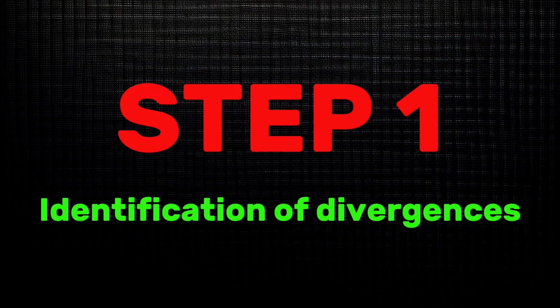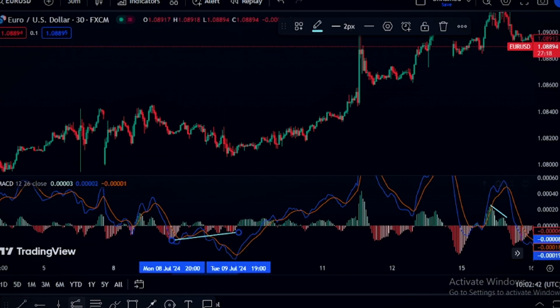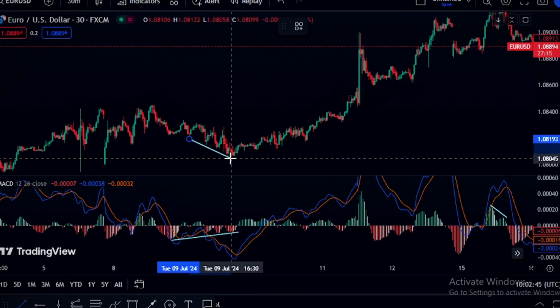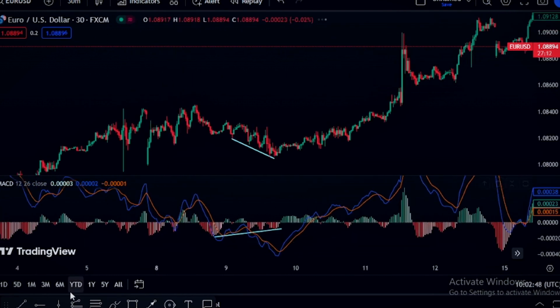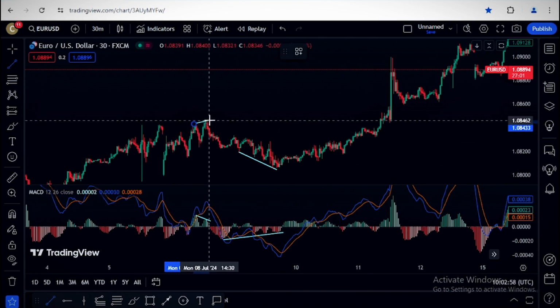Step 1. Now it's time to identify 5 waves using MACD. To start finding 5 waves on MACD, we check MACD histograms. Here we are looking for divergence.